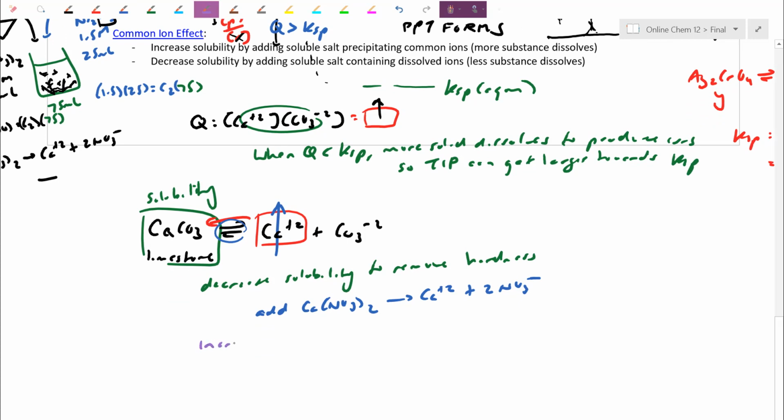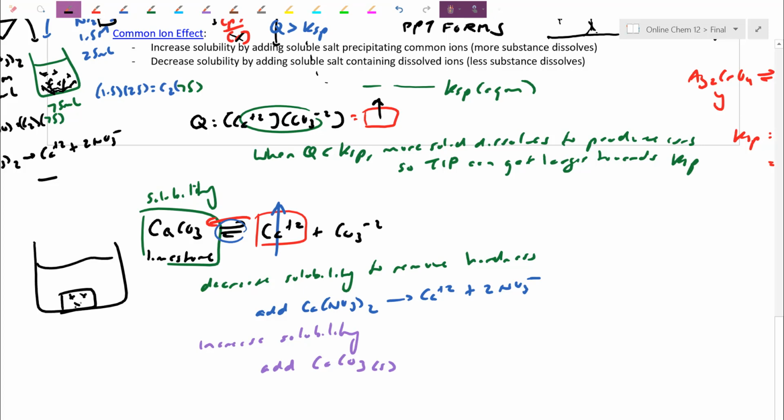If, for whatever reason, I wanted to make more of the solid dissolve, maybe it's clogged up my pipes and I want it to dissolve and run off with the pipe system, I want to increase the solubility. Does it work by adding calcium carbonate? I'm going to remind you here, calcium carbonate is a solid. The problem here is solids don't change concentration. So here's my container, I have a bunch of calcium carbonate. Let's say the concentration of solid would be, well, I have 3 particles worth in 1 box of solution, so 3. You can add in more solid.